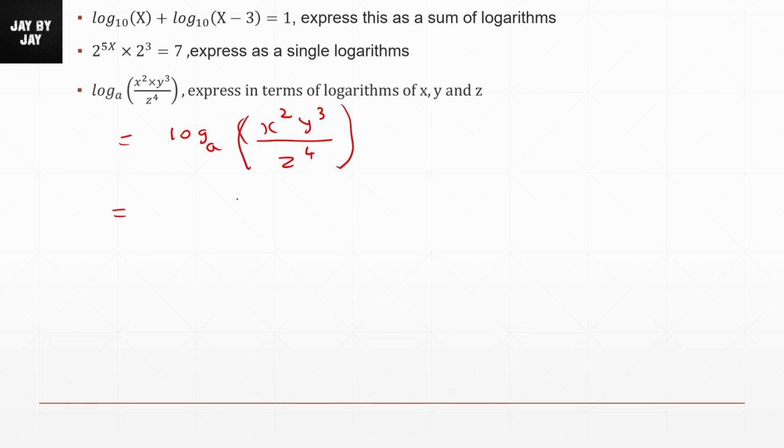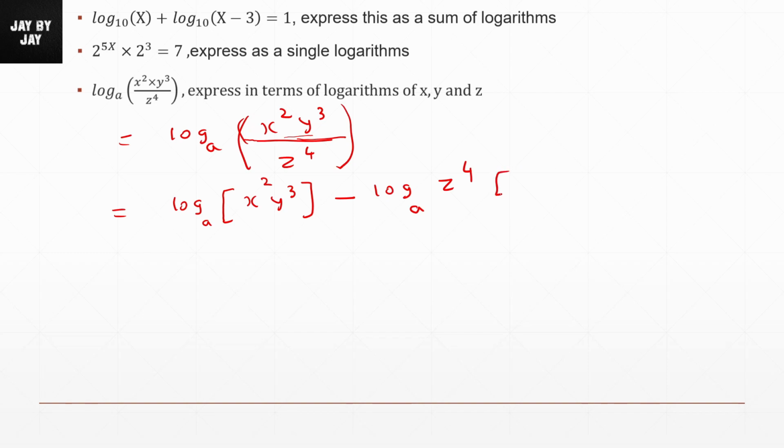So we need to express it in terms of logarithm x and y and z. Okay, so we need to apply the division first, because this is a division, right? So how can we apply that one? When the division takes place, we can convert it into subtraction. Here the whole term in the upper side, x squared y cubed, okay, minus log a of z to the 4.